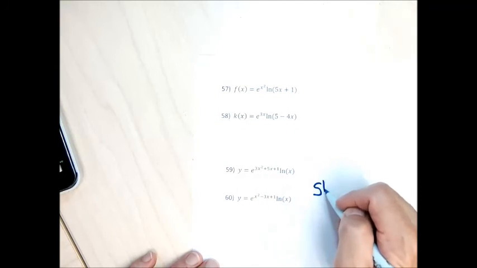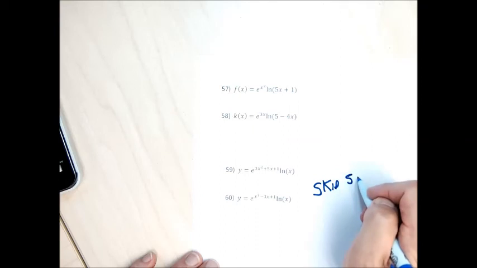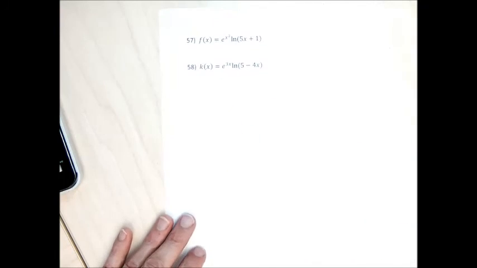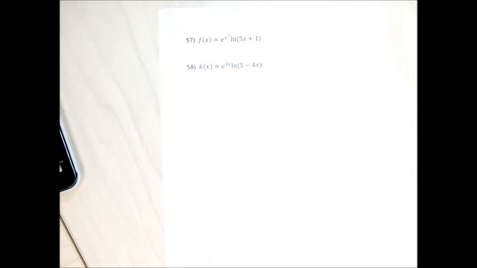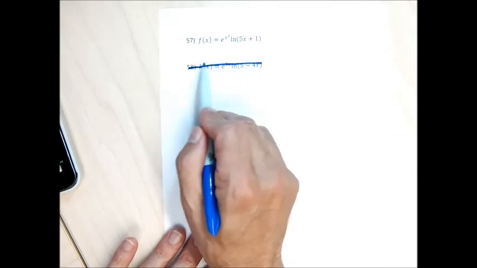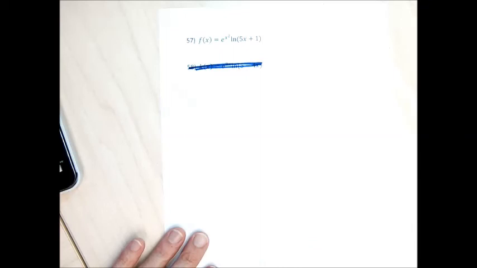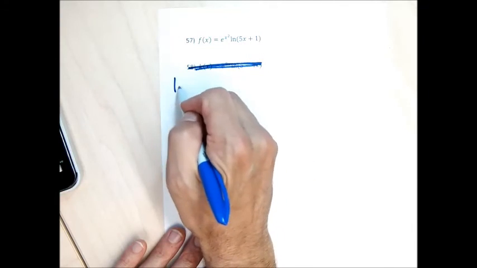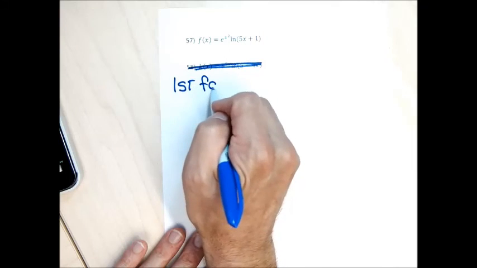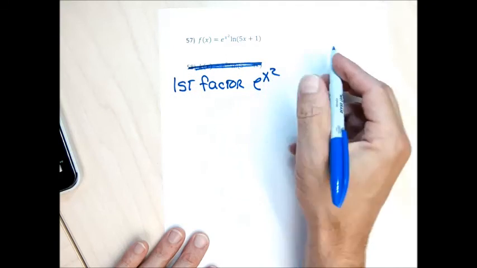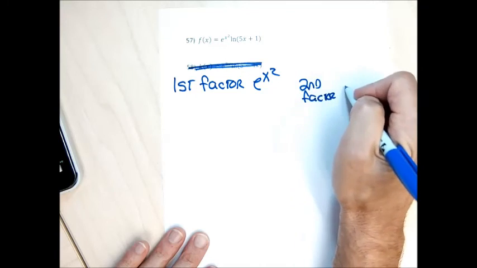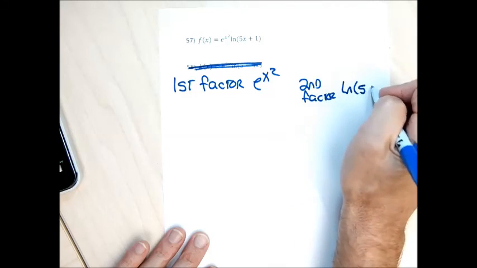So let's skip 59 and 60. You can give them a try if you like, but you can skip them. Let me do 57 with you. Again, this is a little more complicated than anything that I probably should have put in the material. The simplifying part is the problem. So this is multiplication in 57, so I need the product rule. First factor is e to the x squared. Second factor is ln of 5x plus 1.